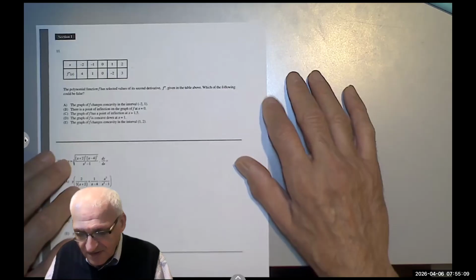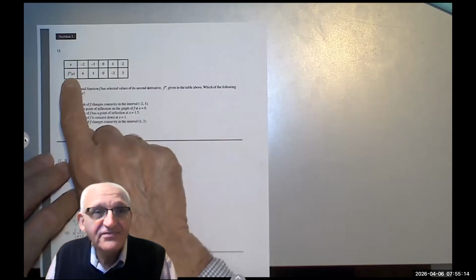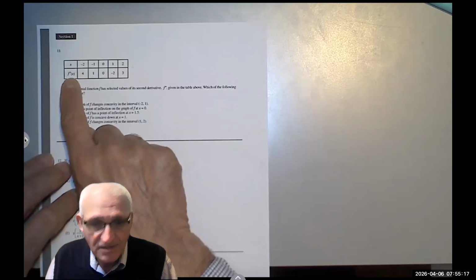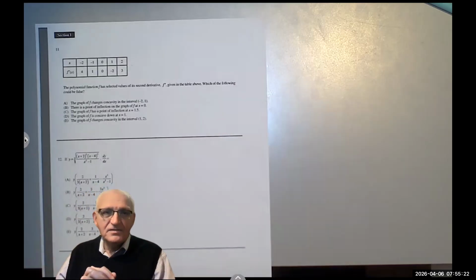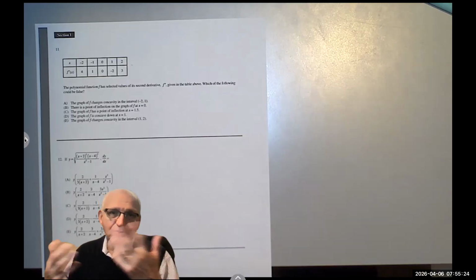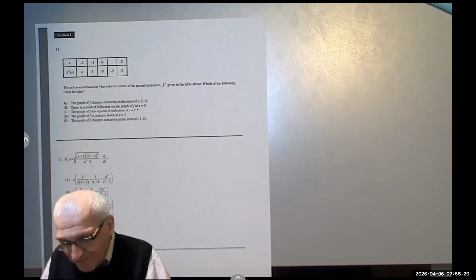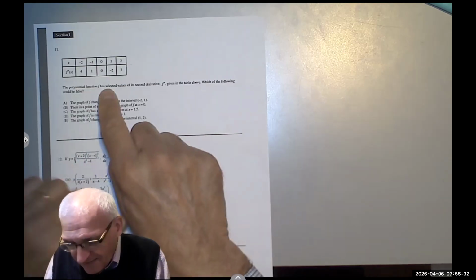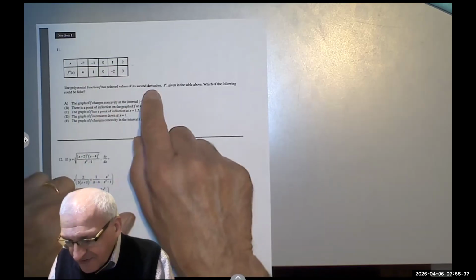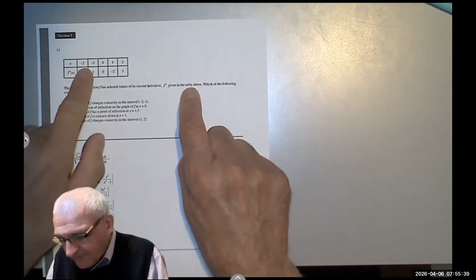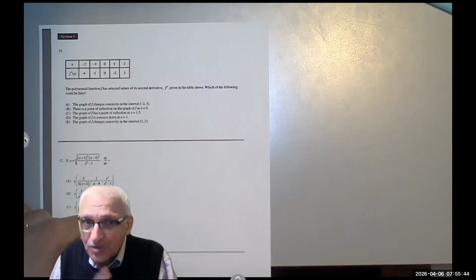Problem number 11, they give you a table in which they give you the x and f double prime of x. Okay, so the second derivative. And you know the second derivative gives us whether I have a concavity up or down, or no concavity if it's an inflection point, and so on and so forth. So they say the polynomial function f has selected values of its second derivative f double prime given in the table above. Which of the following could be false? Not necessarily false, but could be.